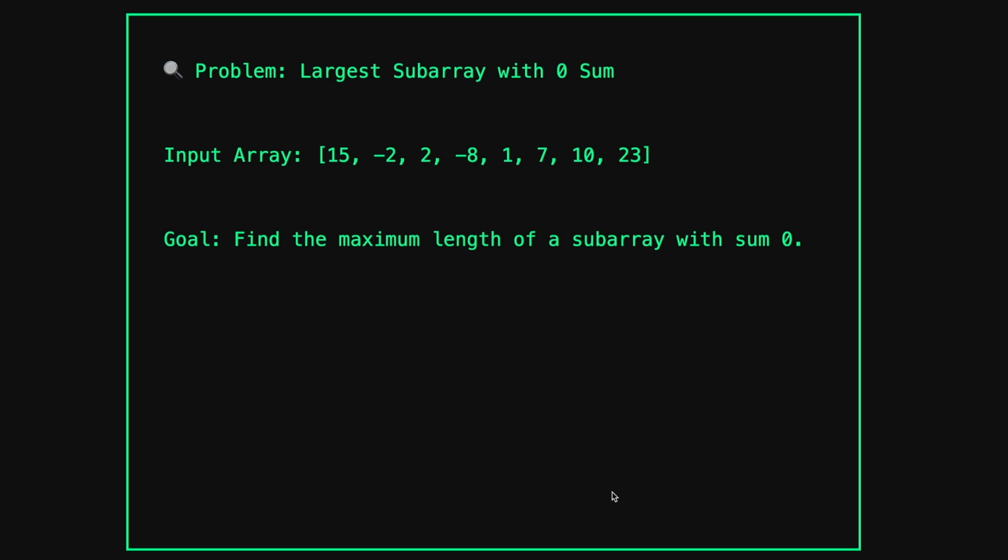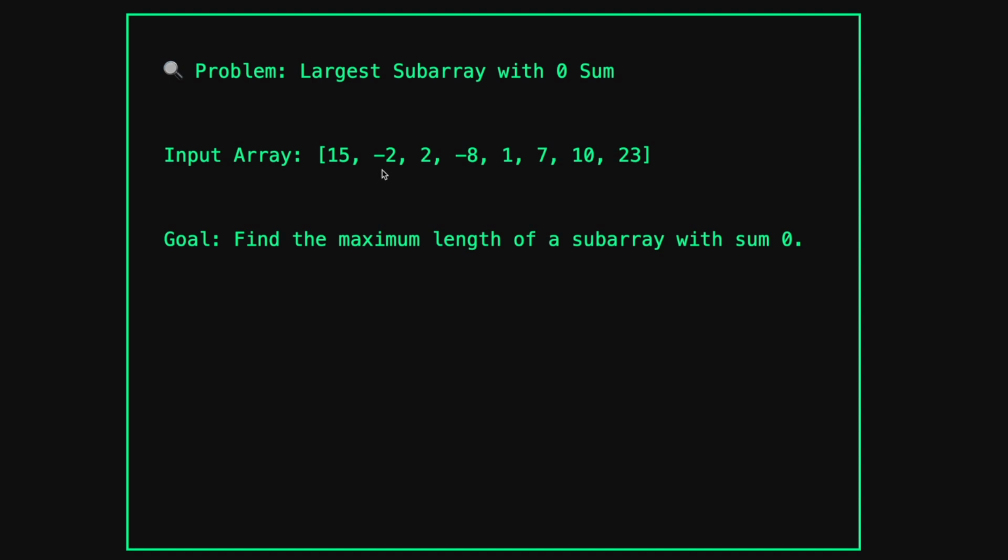All right, so let's see this particular question now. Largest subarray with zero sum, right? So in this question, we are given an array of integers and we are asked to find the length of the largest subarray whose elements sum to zero, right? So for example, if this is my input array, then we need to find the length of the largest subarray whose sum is equal to zero, right?